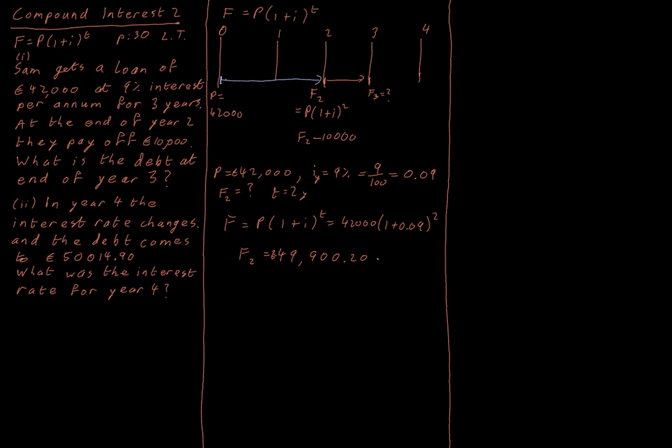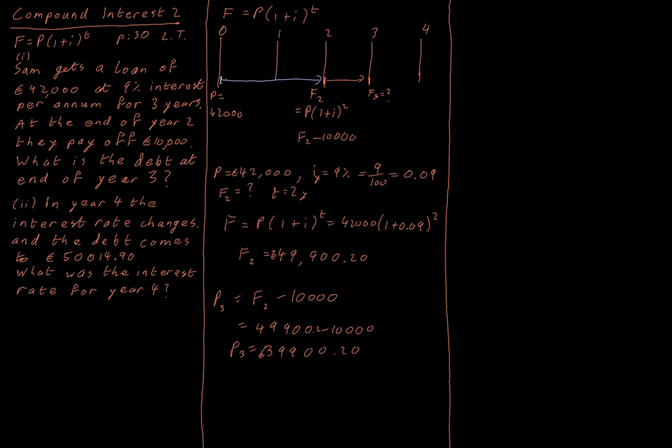So that's the amount of money owed on the loan at the end of year 2, and then 10,000 euro gets paid off. So that means our principal going into year 3 is going to be our final value in year 2 minus this 10,000 that we have paid off. So that's going to be 49,900 minus our 10,000, sorry, 0.2, is going to be 39,920 cent. So that's the principal going in to year 3.